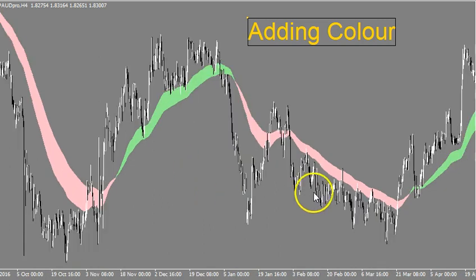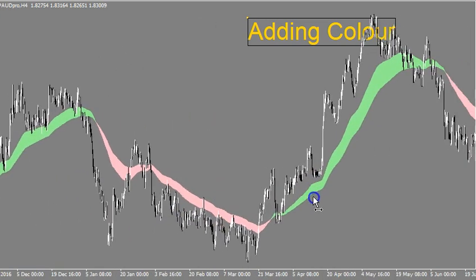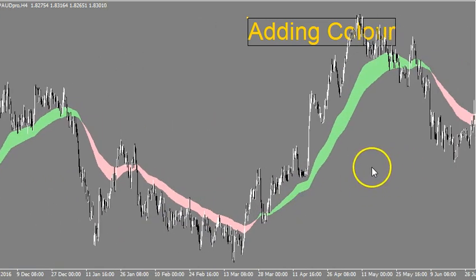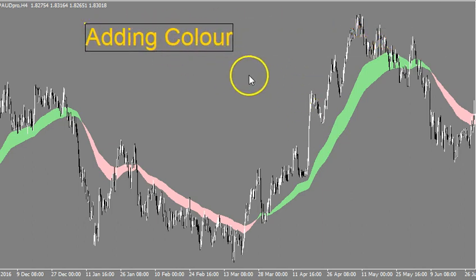And again, remember what I said at the beginning. When you want to see the trend, you want to make sure that you can see this easily. It has to be easily seen. Otherwise, it's not a really good, strong trend. And you always want to trade in the direction of the trend.